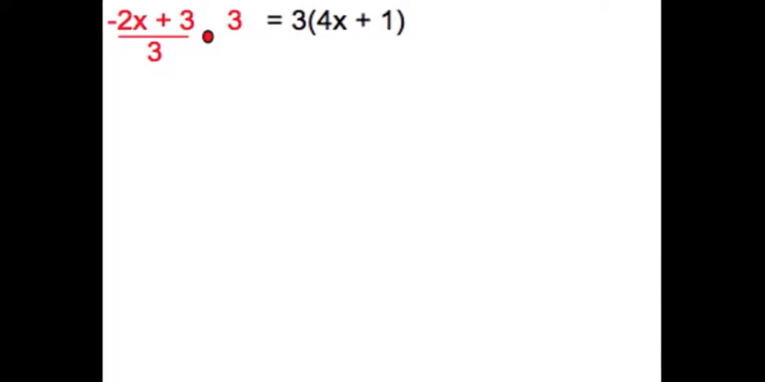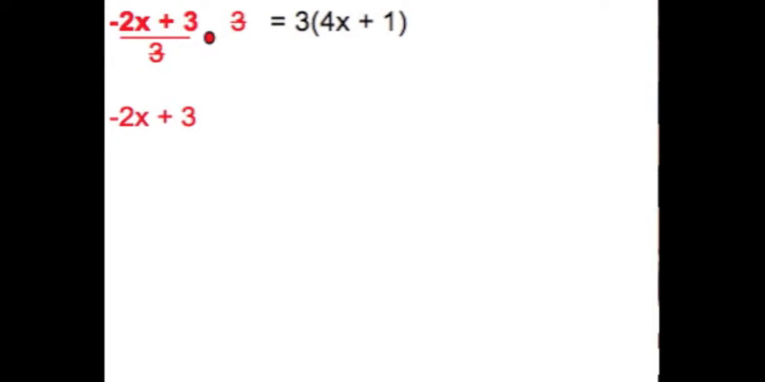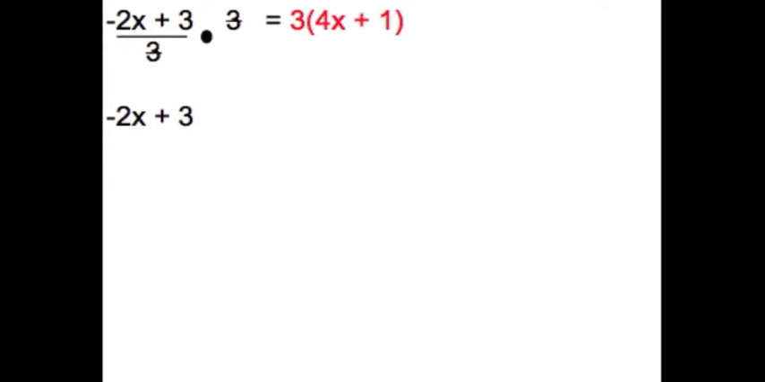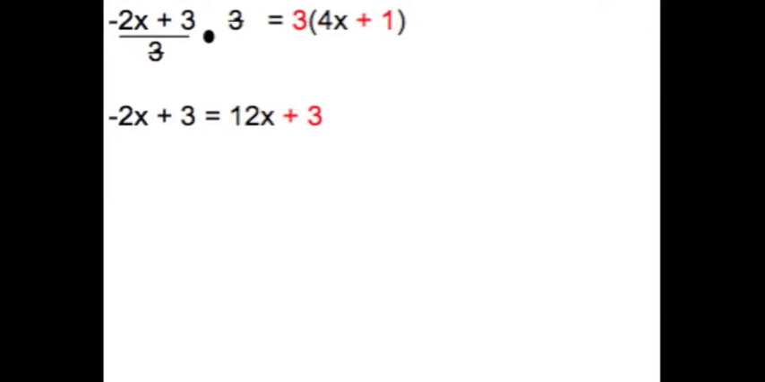Let's simplify the left side of our equation. Dividing by 3 and multiplying by 3 cancel each other out. So we would be left with negative 2x plus 3. Let's simplify the right side of the equation now. Remember, when we multiply a number by a side of an equation, we have to multiply that number by each of the terms on that side. We multiply 3 by 4x, which is 12x, and 3 times a positive 1, which is a positive 3. So we are left with 12x plus 3 on the right side of the equation.